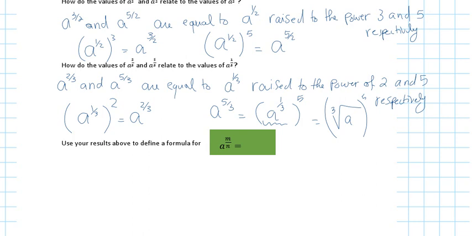So look what's happening. The denominator, where is it going to in the radical format? Where do you see a 3 in the radical format? In the root. You see it in the root, right? Because it's a cube root. And where do you see the numerator? Outside the bracket as a power. Okay?